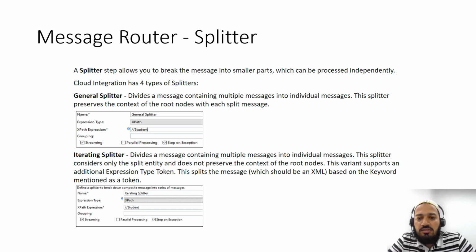This variant supports an additional expression type, token, and it's based on the keyword mentioned as a token. So you can search based on the path expressions here. Now let's take a look at how it works, hands-on.